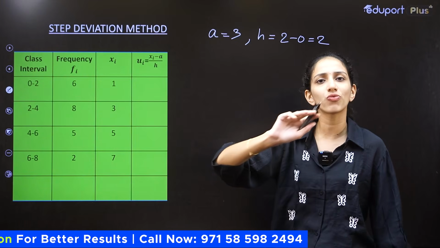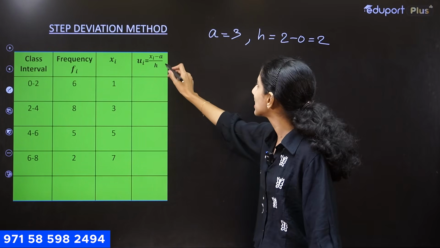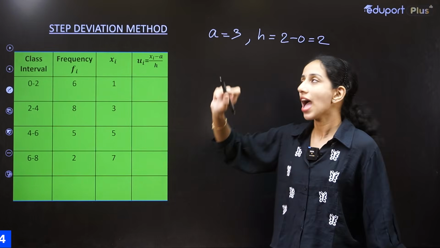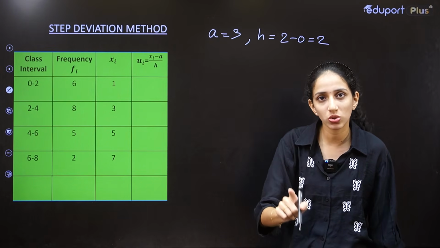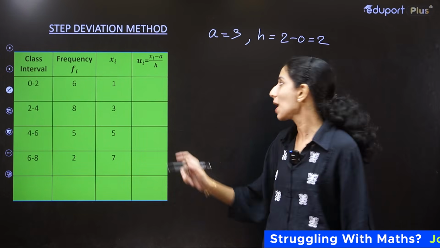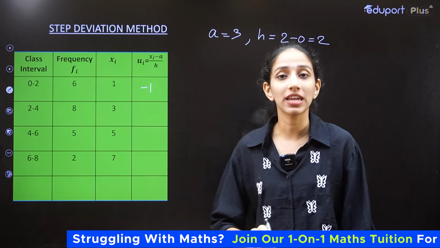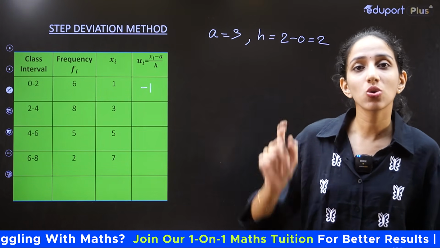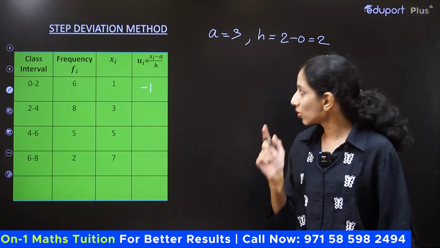So we can do the first row as an example, that is xi minus a. Xi is 1 and a is 3. So 1 minus 3 becomes minus 2. Then minus 2 by h. Minus 2 by 2 means minus 1. So we get the value of ui. In a similar way, you can find all the values of ui. Okay. Then you got ui.